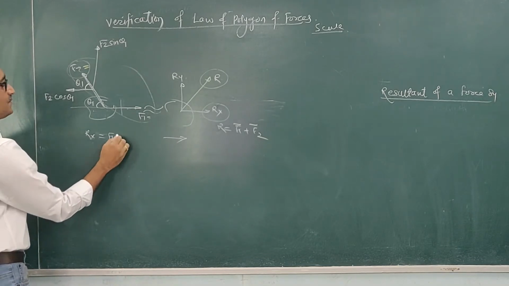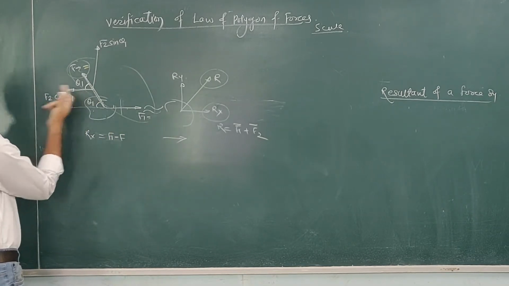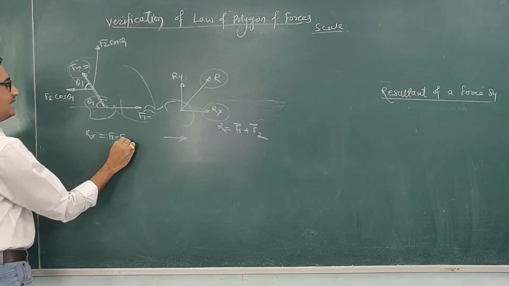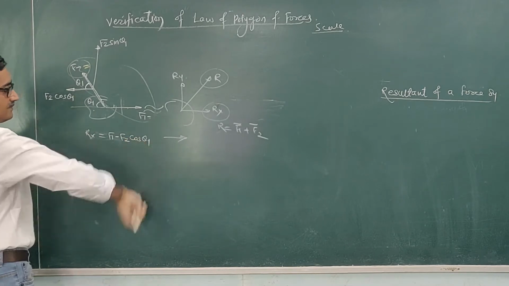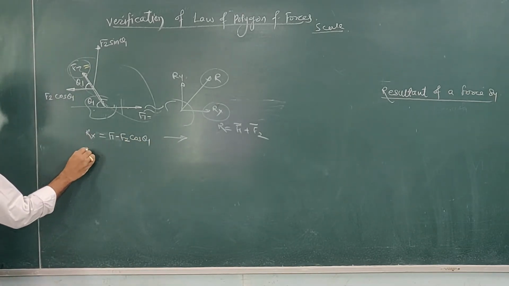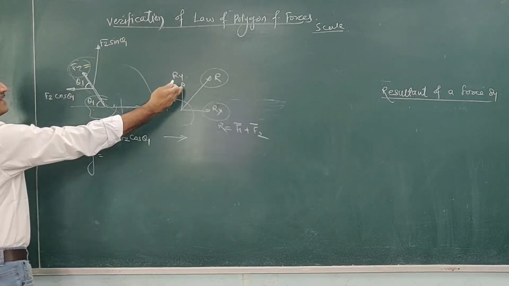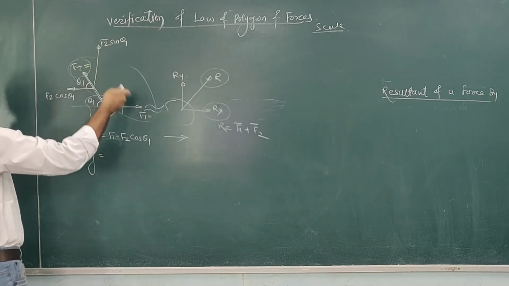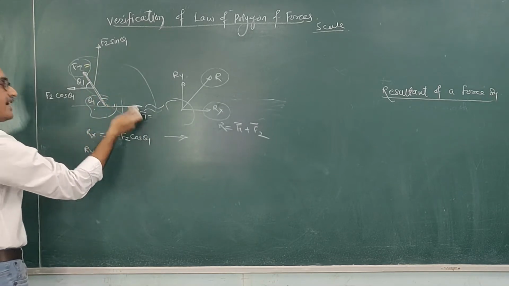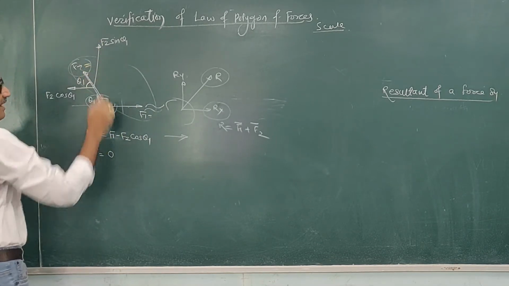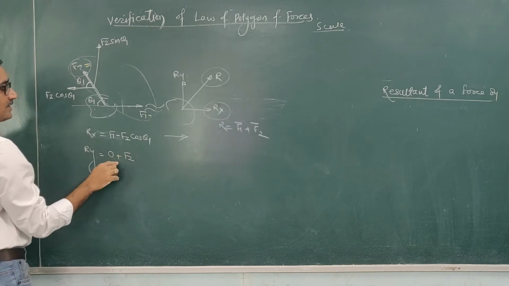So this f1 is positive. Minus, why minus? Because it is acting towards the left. So it is minus f2 cos theta 1. In this way I can calculate this Rx. And Ry, this is the vertical component of the resultant, which is equal to the summation of the vertical components of these forces. The y component of this f1 is 0, and the y component of this f2 is upward, that's why it is positive.